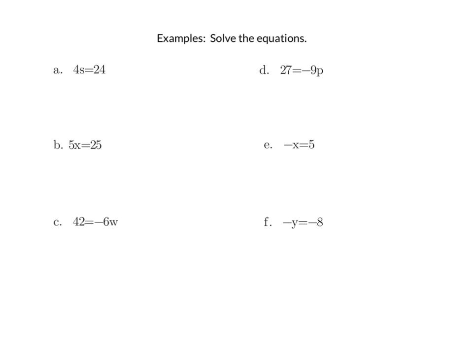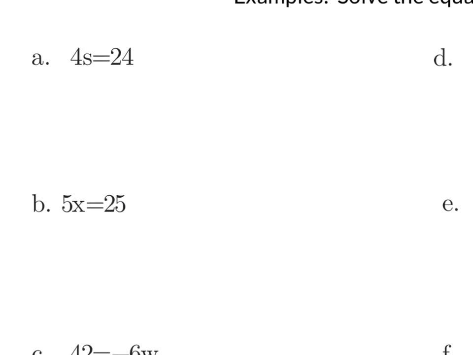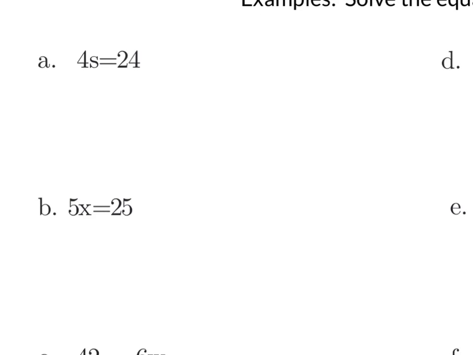So let's look at some basic examples. If we look at example A, we have 4s equals 24. So, 4 times what equals 24? We should get s equals 6.